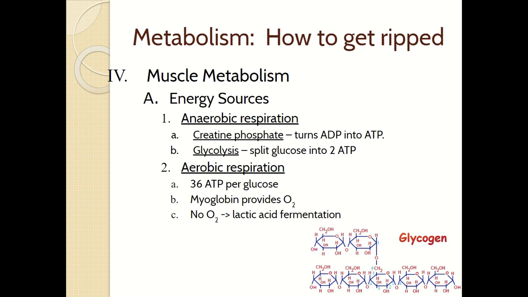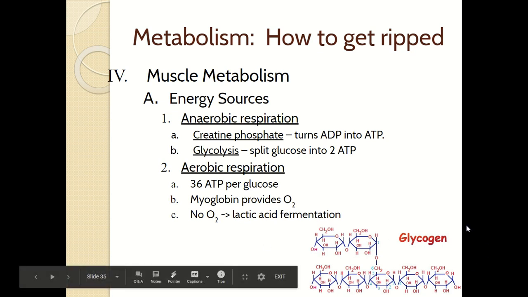So, muscles that do a lot of aerobic respiration have a lot of myoglobin so they can store a lot of oxygen. When a muscle runs out of oxygen, it goes into what is called lactic acid fermentation, which is a pathway that extends glycolysis. So basically, at the end of glycolysis, where we split the glucose into 2 ATP, if we don't have any oxygen to go into like the Krebs cycle and start to produce energy that way, we go into lactic acid fermentation, which allows us to keep doing glycolysis without any oxygen present.